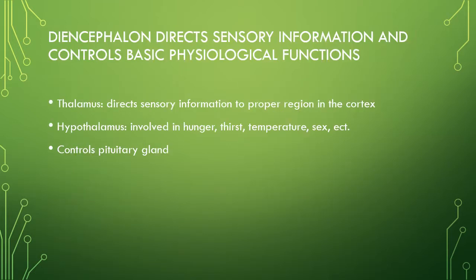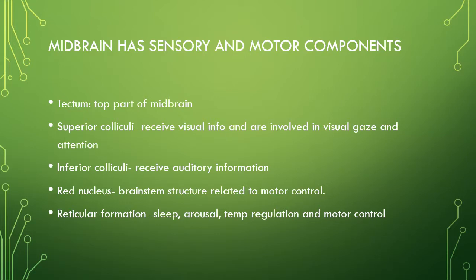The diencephalon directs sensory information and controls basic physiological functions. So the thalamus directs sensory information to proper regions of the cortex. The hypothalamus is involved in hunger, thirst, temperature, sex, etc., and controls the pituitary gland. The midbrain has sensory and motor components. So the tectum is the top part of the midbrain.